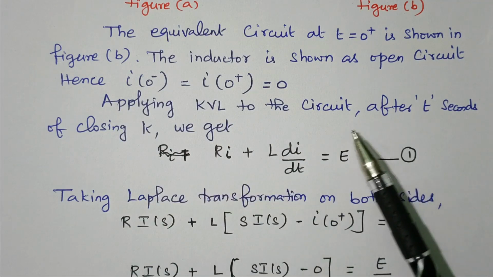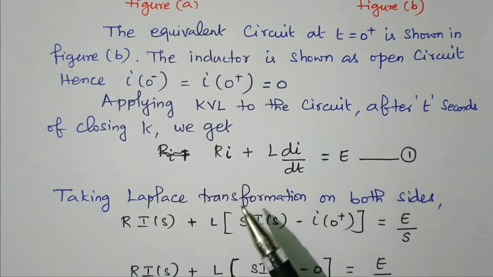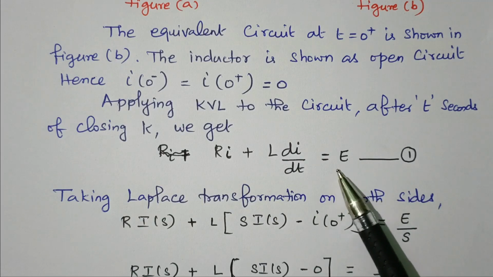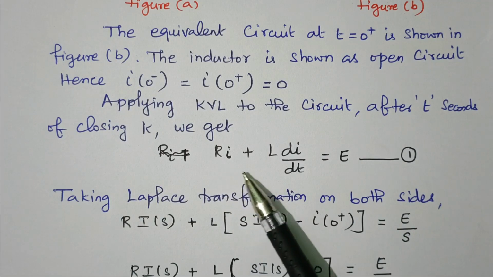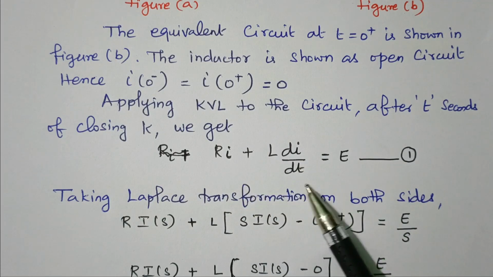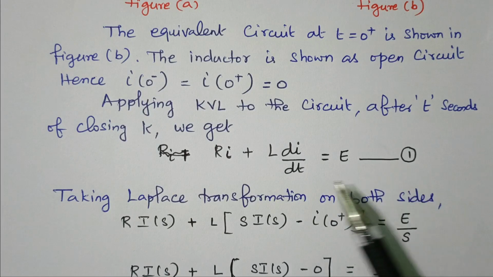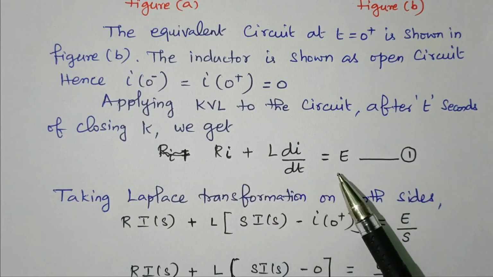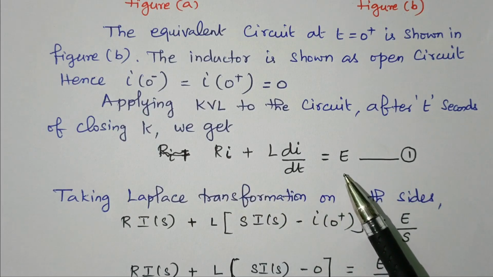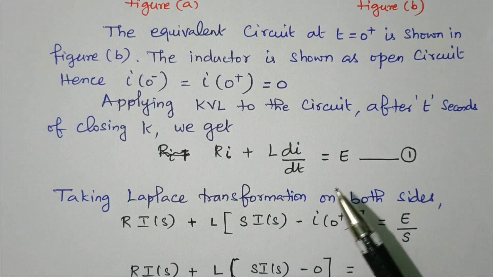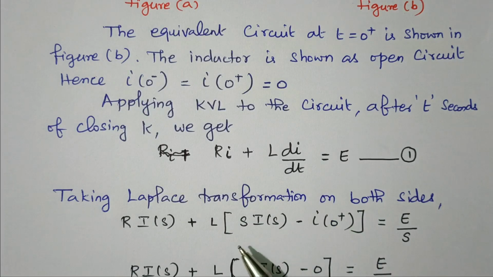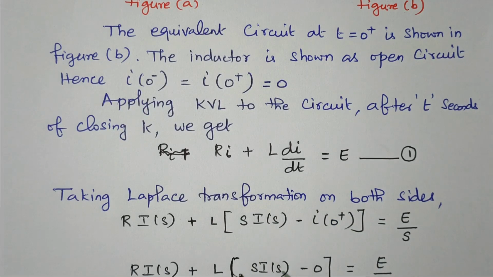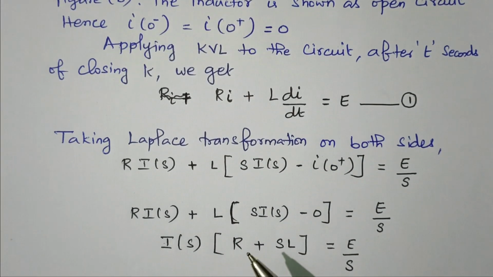After closing the switch we can apply Kirchhoff's voltage law. We already discussed the applied voltage E equals resistive drop plus inductive drop, Ri plus L di by dt. This is equation number 1. Resistive drop plus inductive drop equals the applied voltage E. Now we can take the Laplace transform on both sides by converting the t domain into the s domain. Again by taking inverse Laplace we will get the t domain time response. First we will take the Laplace transform.